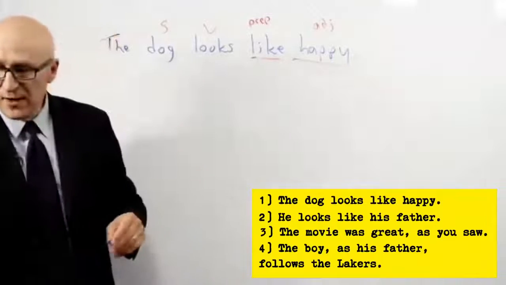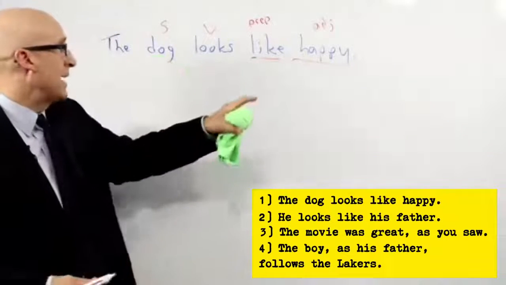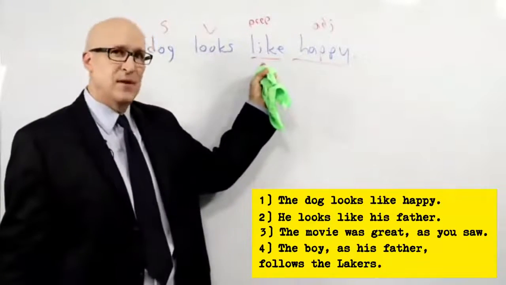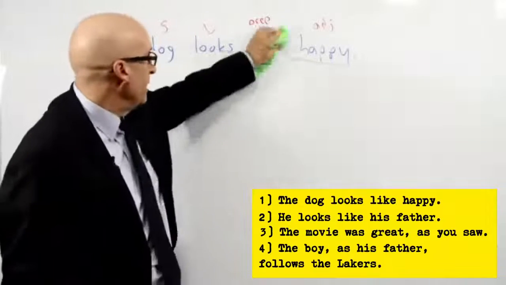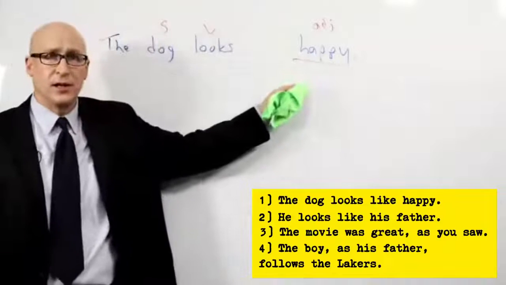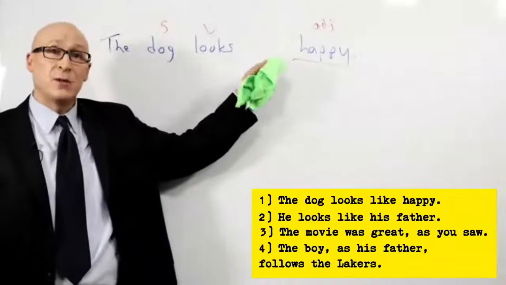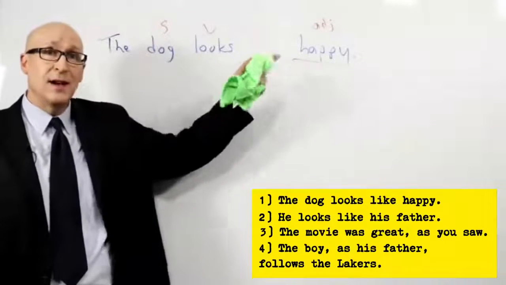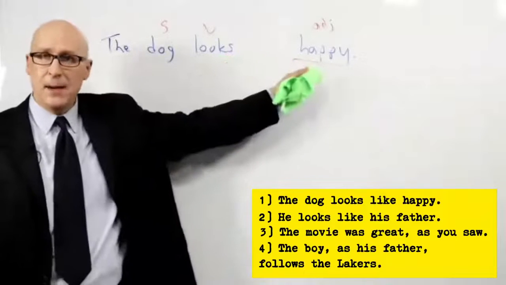Anyway, guys, we have this problem here. The dog looks like happy. So we can't really have a preposition here. What we need is to erase it. And that's how that sentence should look. Okay? So this is a case where we can't use like. The dog looks happy. Paul is happy.